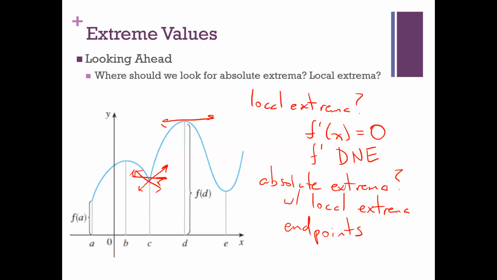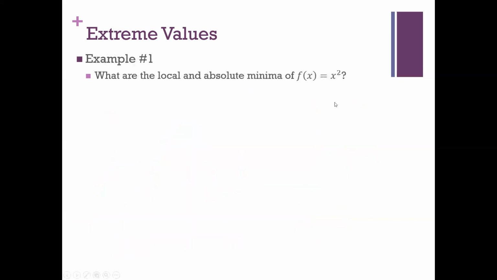Any questions so far? So let's find the local and absolute minima of this function, x squared. Let's not do the domain of all real numbers, but let's do a domain from -1 to 5.